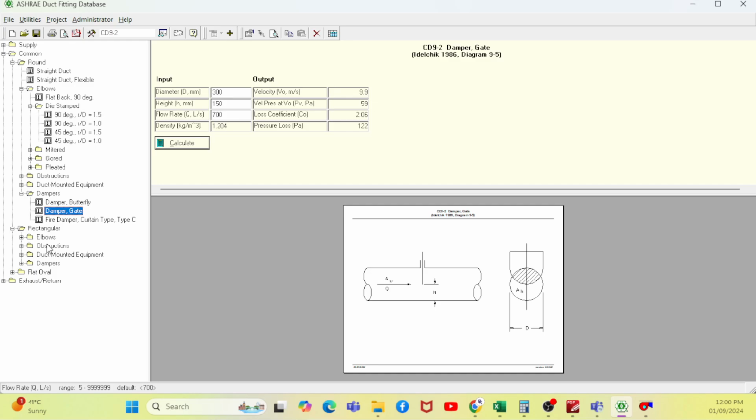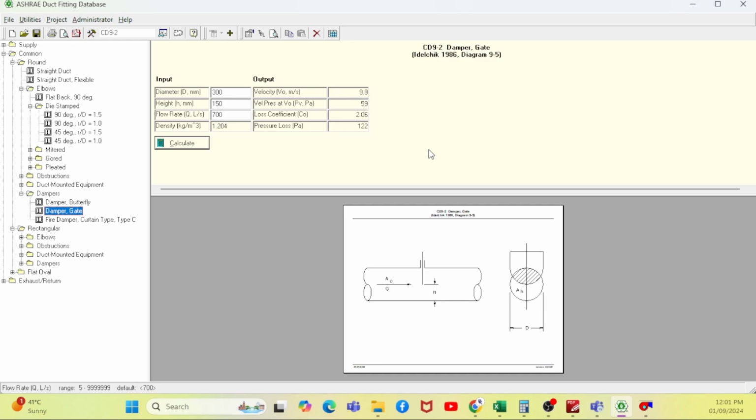No, there is a simple formula, right? Pi by 4 D square is the area, and from length into breadth, we can convert it. That is the area. From the diameter, calculate the area. Then from the area, you calculate the rectangular duct. So it is a simple method.